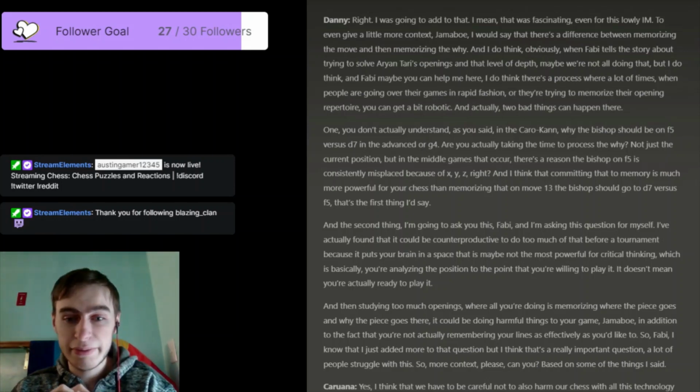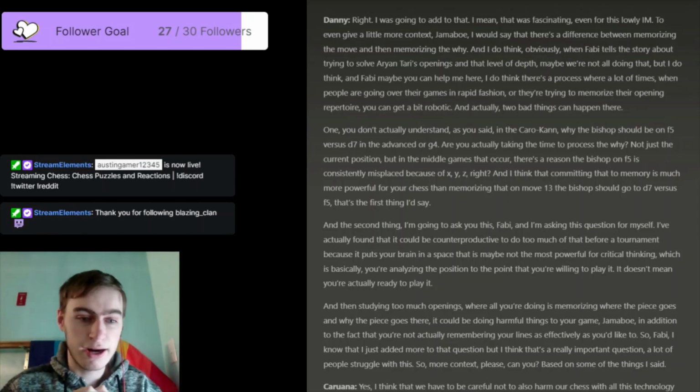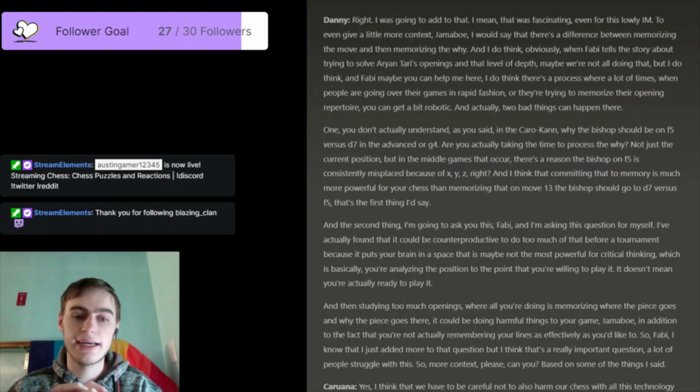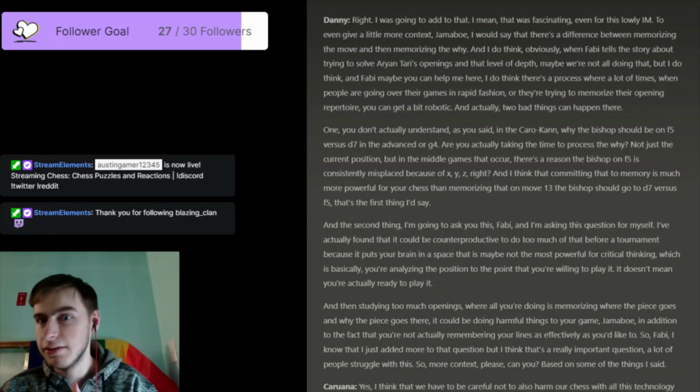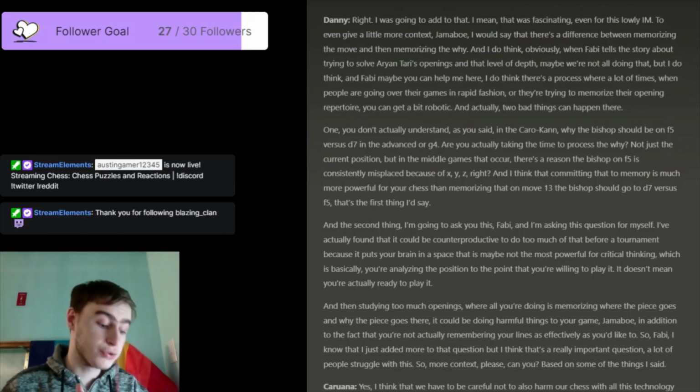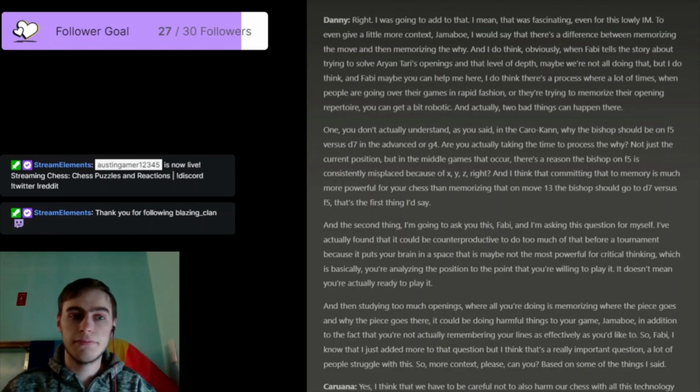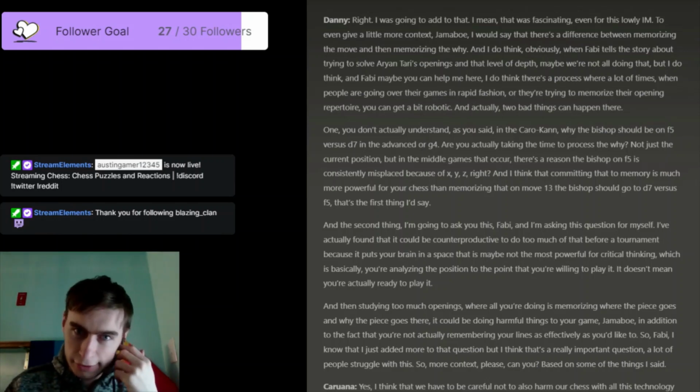And I think that committing that to memory is much more powerful for your chess than memorizing that on move 13 the bishop should go on d7 versus f5. That's the first thing I'd say. That is 100% correct, I think. If you memorize that doing these sorts of moves are good because of this reason, or there's an XYZ reason why these sorts of moves are good, then that is really, really valuable to your chess game.